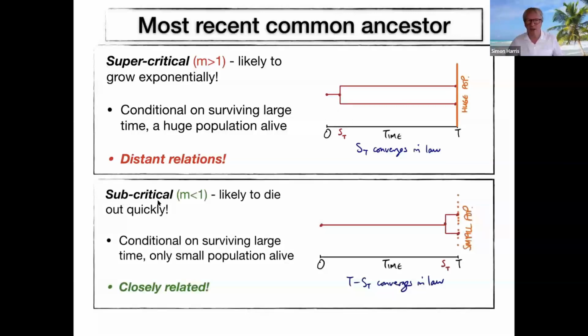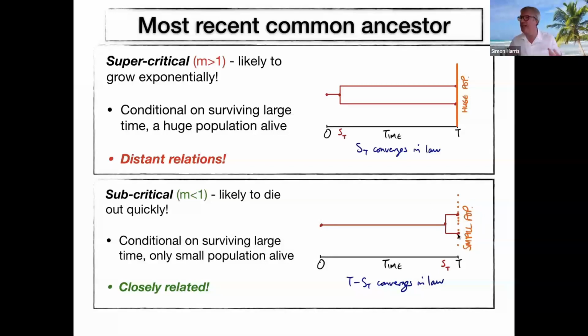On the other hand, if it's subcritical, so if it's trying to die out, if you condition on surviving a large time, because it needs to be alive for you to sample it, then actually it's trying to die out all the time. So there's probably just a few individuals alive. So if you pick 2 of them, they're probably closely related.